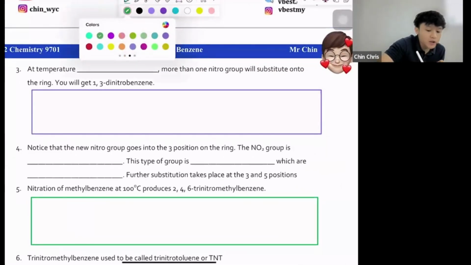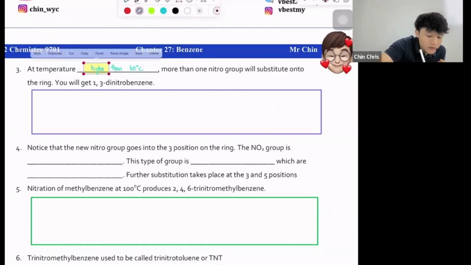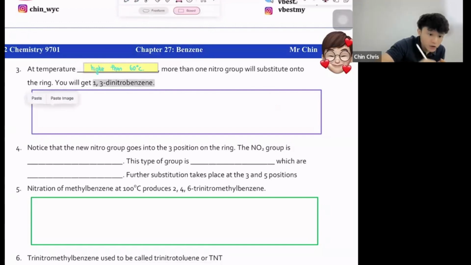If you take a temperature that is higher than 60 degrees, you settle for them. No, okay, then you will get 2 nitro groups, yeah. Alright guys, I want you guys to join up.